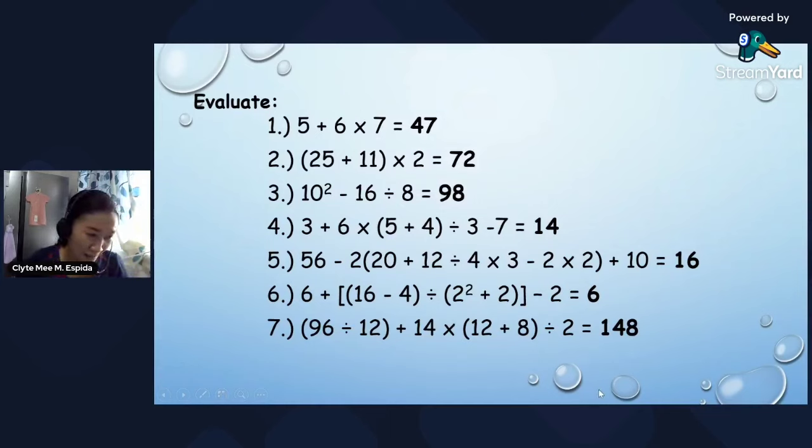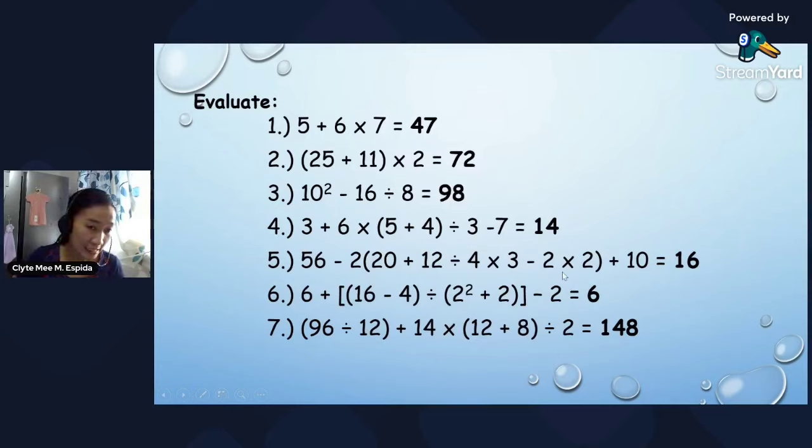Okay, next comment, ma'am. Paulit po ng number 5. Okay, let's have this. Medyo mahaba lang tingnan pero madali lang po ito. So, 56 minus 2 times 20 plus 12, divide 4 times 3 minus 2 times 2.